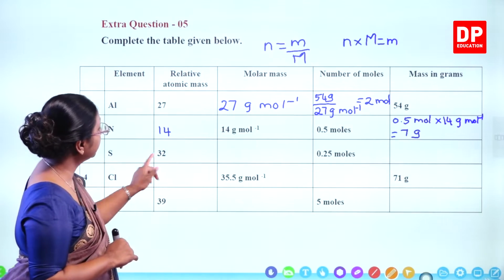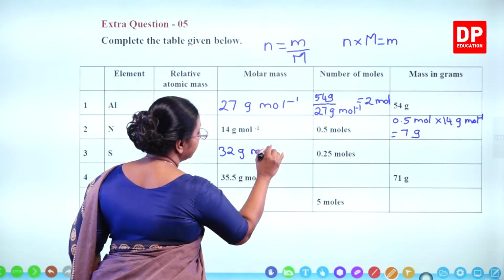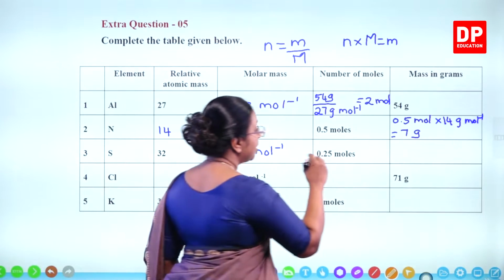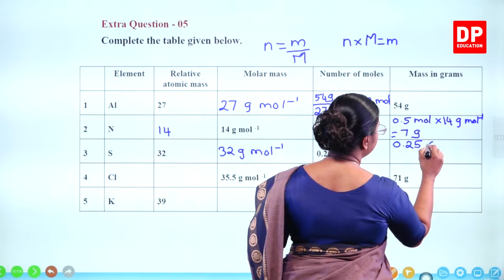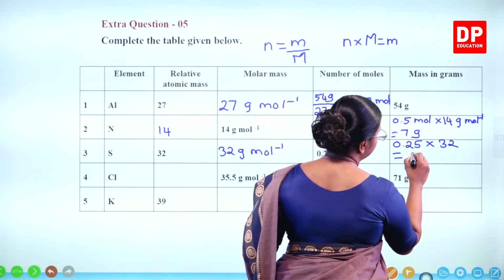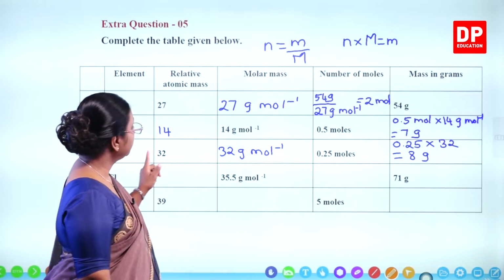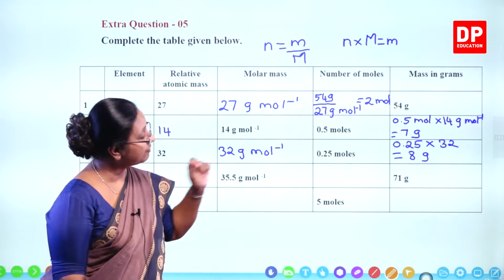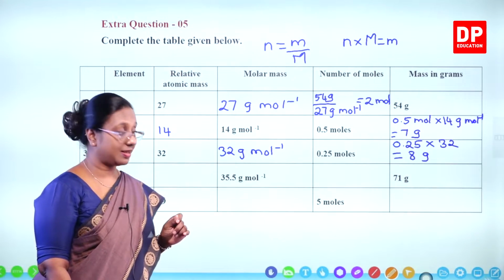Then sulfur, 32. So molar mass is 32 grams per mole. Number of moles is 0.25. So how do we find the mass? Number of moles 0.25 into 32. That is going to be 8 grams. So 32 grams per mole is the molar mass. So if you have 0.25 moles, the mass in grams will be 8 grams.